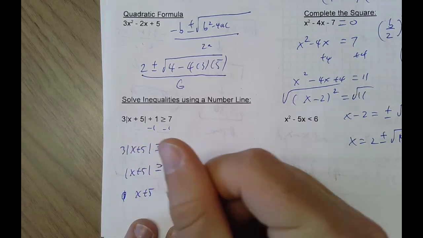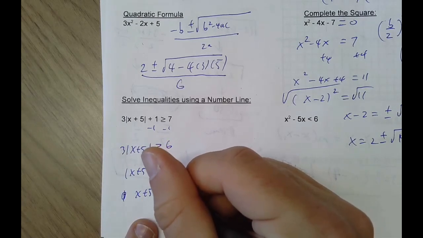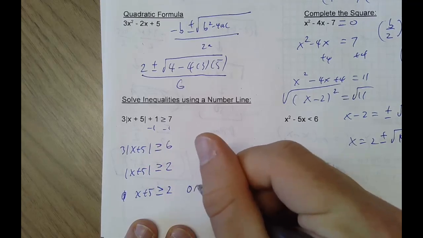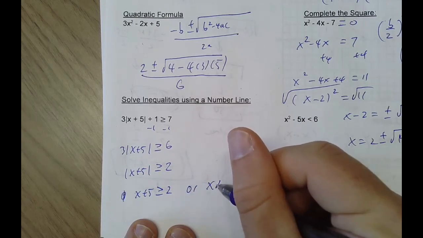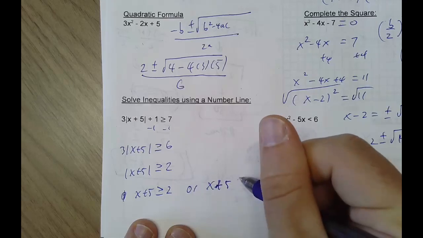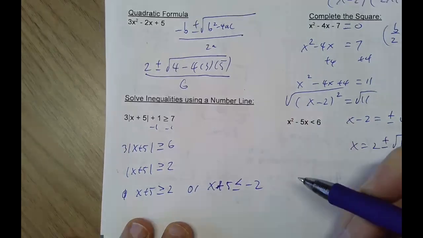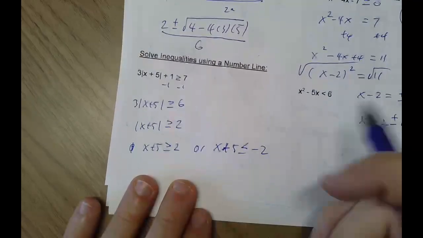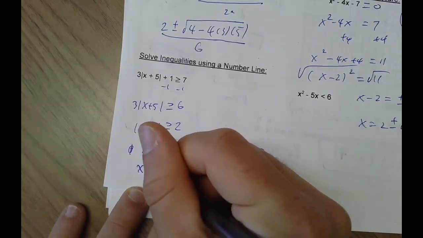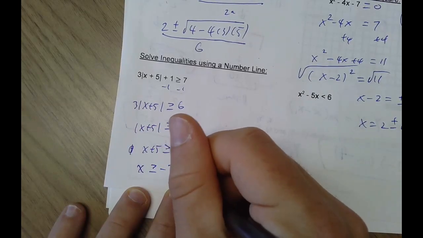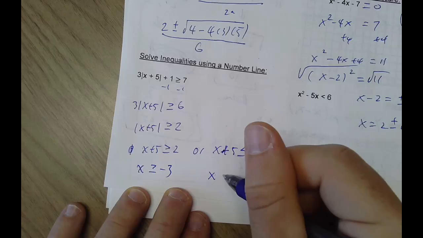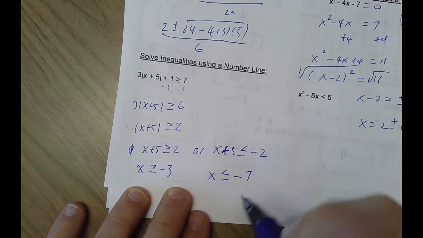So x plus 5 is greater than or equal to 2, or x plus 5 is less than or equal to negative 2. And then we solve from here. So x is greater than or equal to negative 3, and x is less than or equal to negative 7.